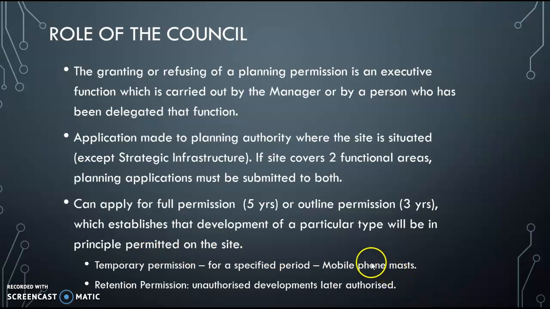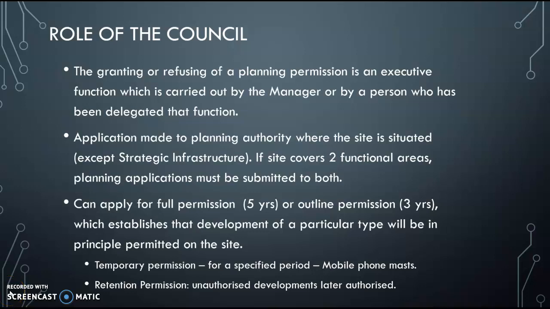So the role of the council then, so the council grants or refuses planning permission, and you apply to the county council as the planning authority, except for strategic infrastructure or strategic housing development. If the site covers 2 local authority areas, you apply to both, but one of them will take the lead. So they'll decide between them who's the lead authority, and you'll deal primarily with that one authority.